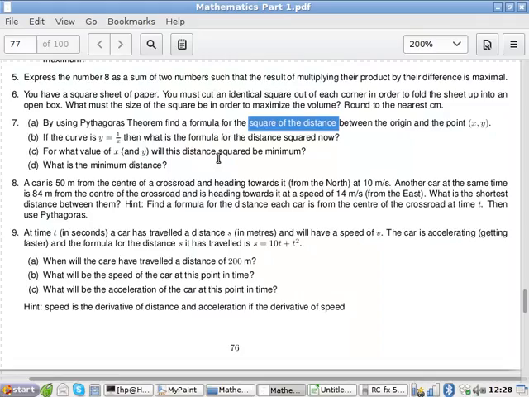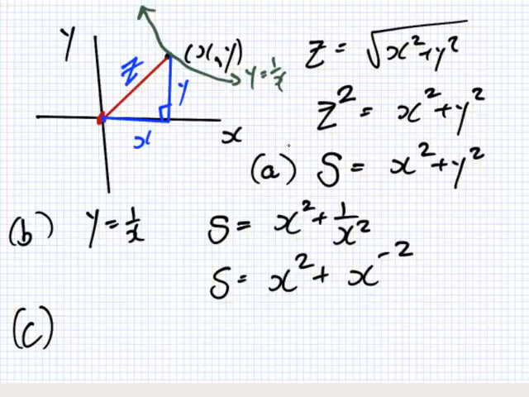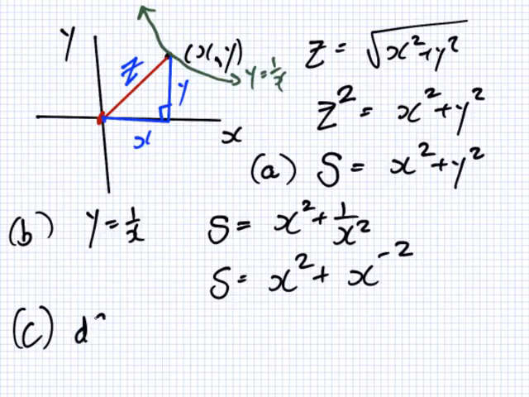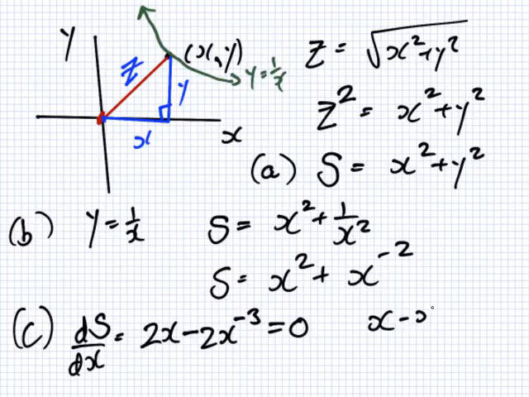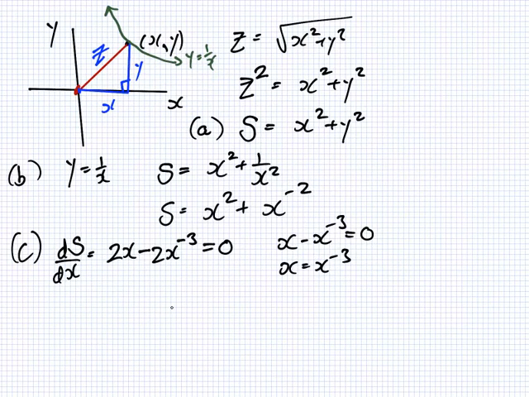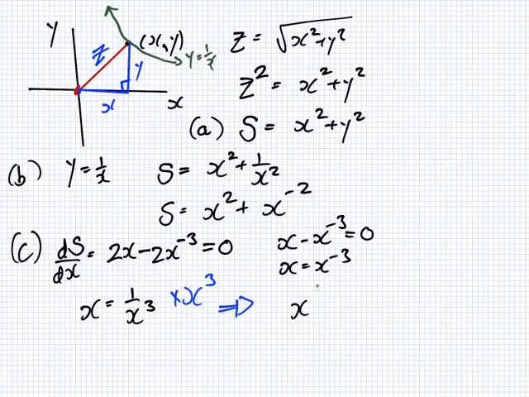What is the value of x and y that will make the squared distance be minimum? So we want to make this a minimum. So ds/dx equals 2x minus 2x to the minus 3. And we need this to equal 0. So that means x minus x to the minus 3 should equal 0. x should equal x to the minus 3. So that means x should equal 1 over x cubed. If I multiply both sides by x cubed, that means I get x to the 4 should equal 1.